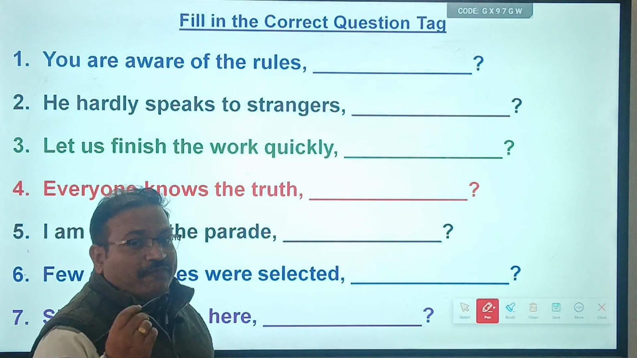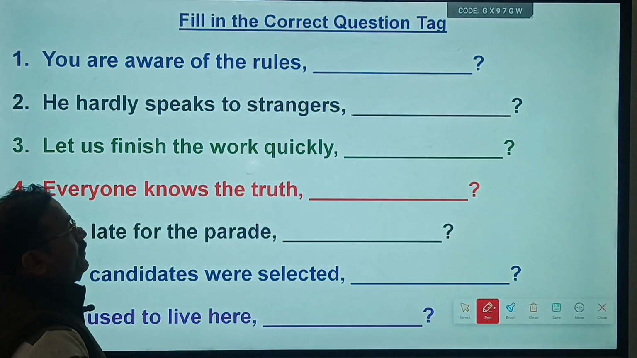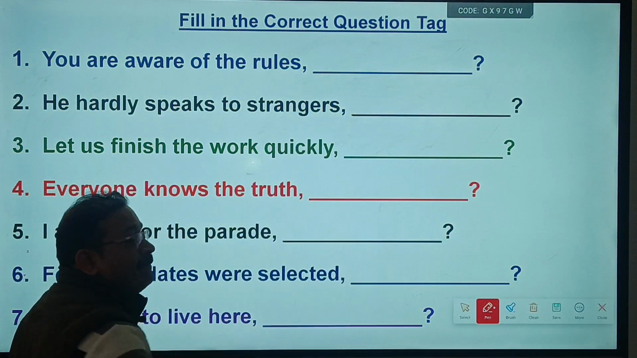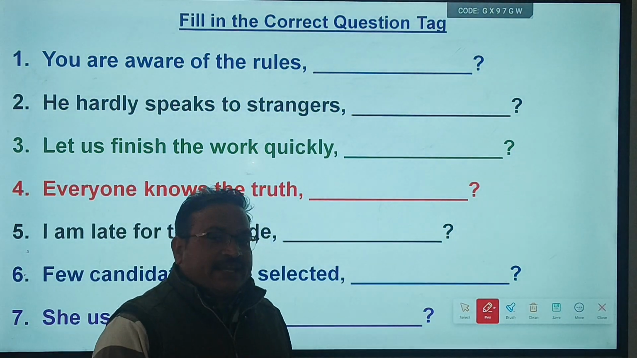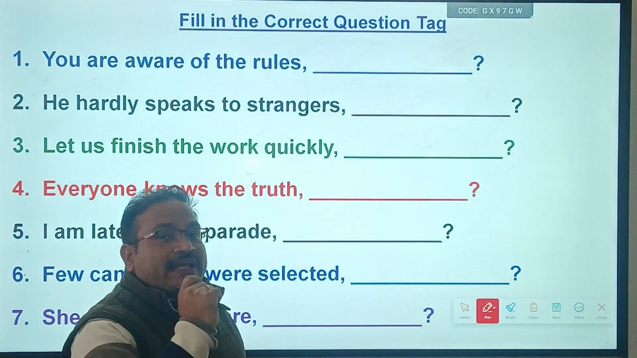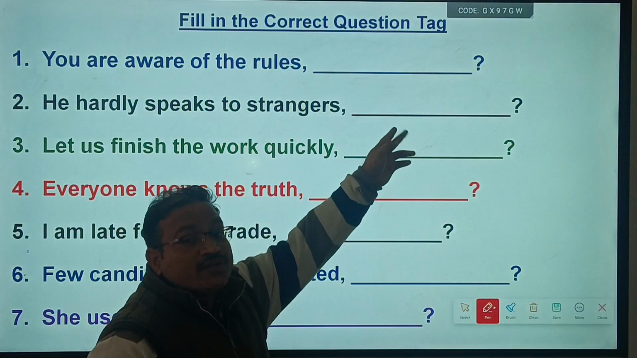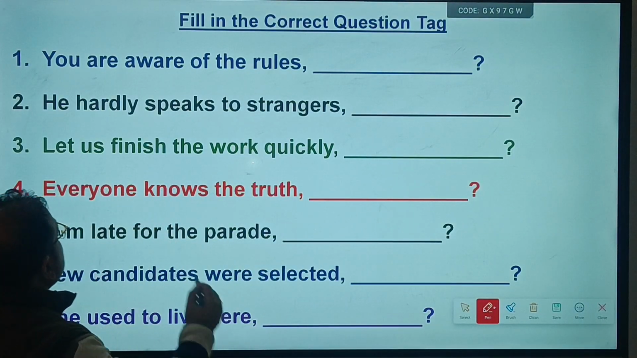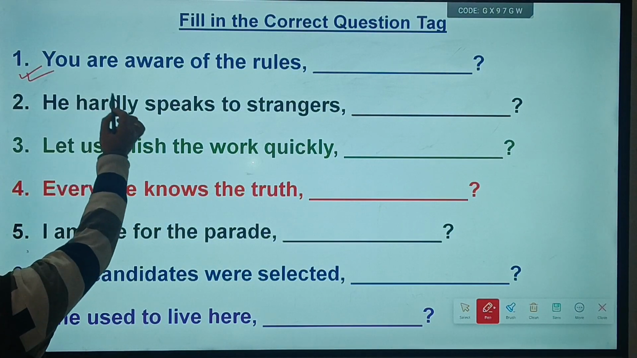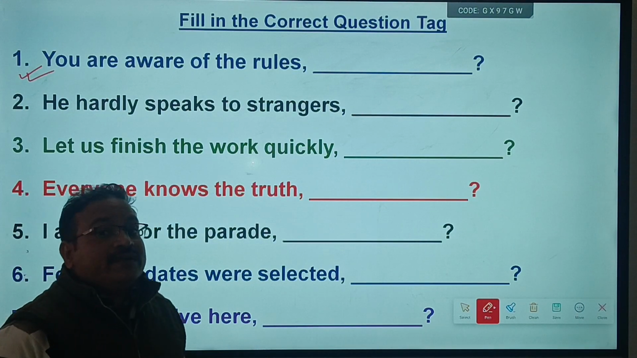So let us do the first one. What we have to do here, we have to fill these gaps with the correct question tags. We will read the sentence one by one and we will fill the gaps with correct question tags. Let us start with the first one. You are aware of the rules.